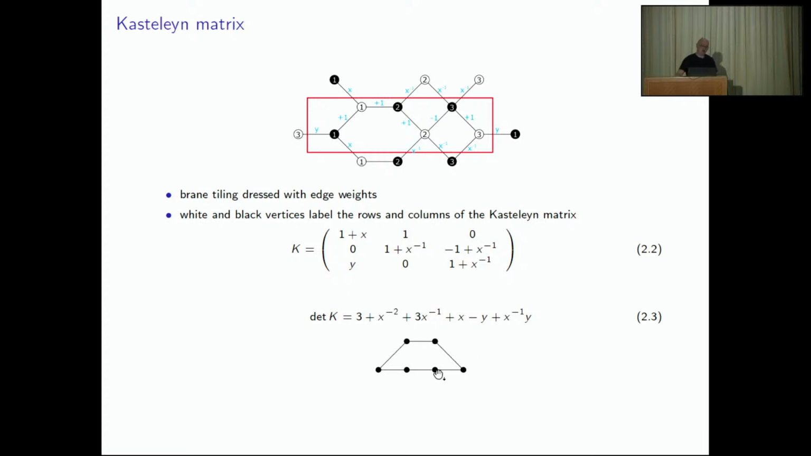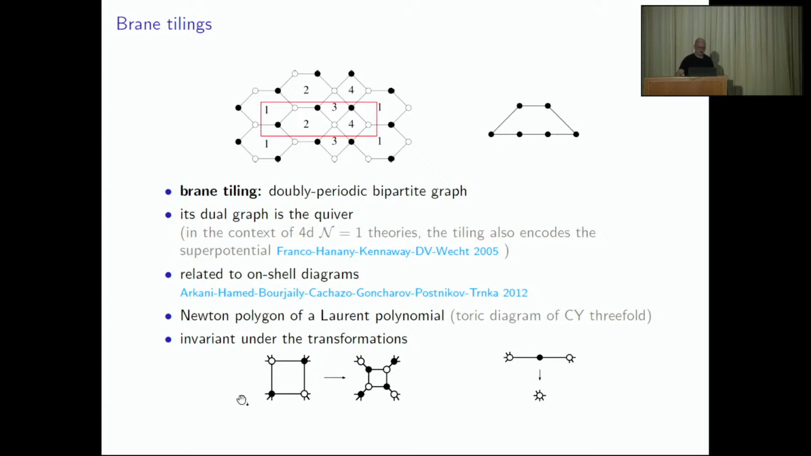Interestingly, you can go from this Newton polygon back to the tiling. I mean, at some point you take a determinant, so it's a bit unusual that you can do that. I found a very nice graphical way to do this back in 2005 with Amihay Hanany. You don't get the tiling uniquely, you get it up to these transformations that I showed you.